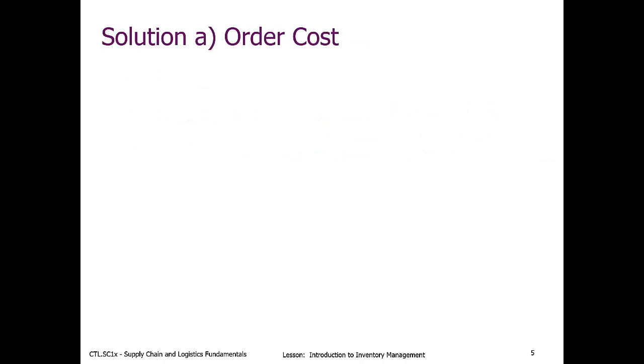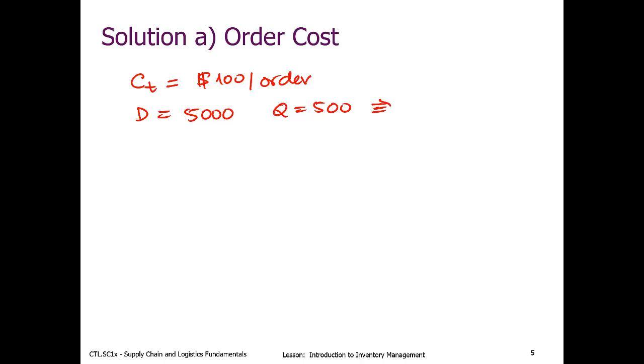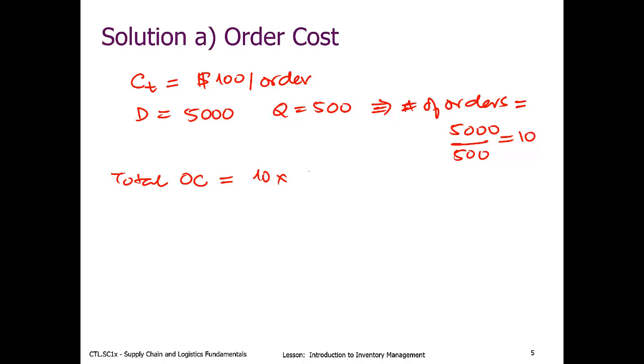Let's move on to the ordering cost. So what has been given to us is the cost of transaction, or to place a single order. It costs $100 to place an order. How many orders do we make in a year? How do we calculate that? Well, we know the demand is 5,000. We order in batches of 500. This gives us number of orders as 5,000 divided by 500, which is 10. So the total ordering cost then becomes 10 times $100, which is equal to $1,000.